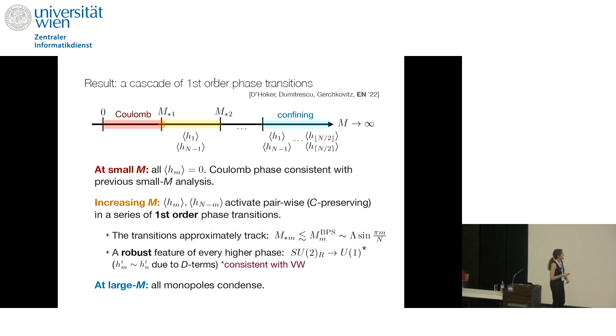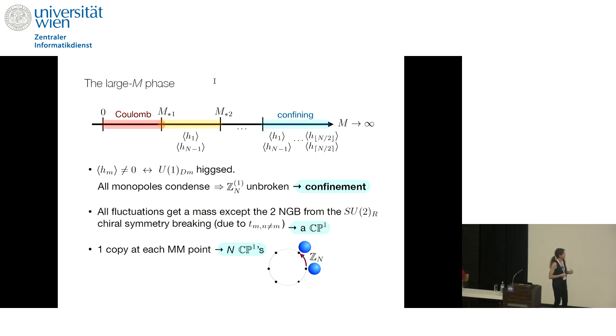Then by the time I reach large m, all the monopoles condense, and I have a stable vacuum which reaches out to m goes to infinity with the following properties. So when one of these hypermultiplet field vevs condenses, its corresponding U(1) dual gauge group is Higgsed, under which it's electrically charged in this effective description. And so when all of the monopoles condense, what you see is that the Z_N one-form center symmetry is unbroken and the phase is confining.